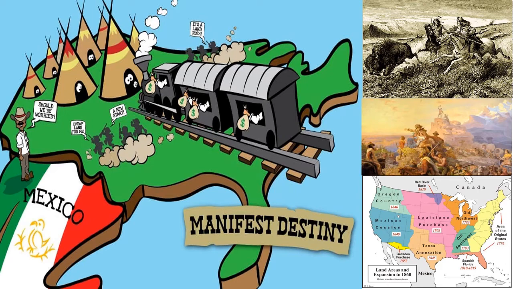Manifest destiny was more than just pride. It was based on the idea of racial superiority, that Anglo-Saxon Americans should expand the country because the Indians, Mexicans, and others were racially unfit to be part of American society. The rapid expansion of the United States intensified the issue of slavery as new states were added to the Union, leading to the outbreak of the Civil War.